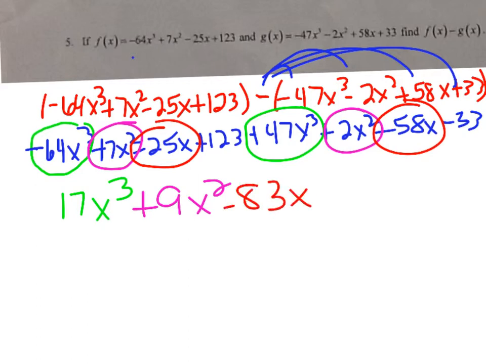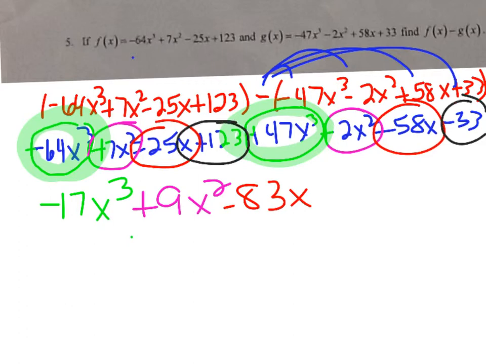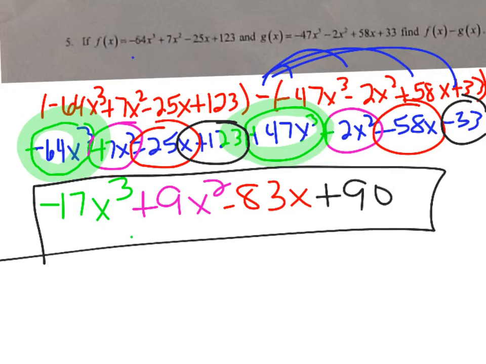Oh, and I'm sorry, this was supposed to be negative 17. Hopefully I said negative 17. Negative 64x cubed and positive 47x cubed, that's negative 17. Sorry. It should be negative 17. And the last one here would be positive 123, and negative 33 is positive 90. So this would be my final answer here. Okay, so let's flip it over and take a look at the back.